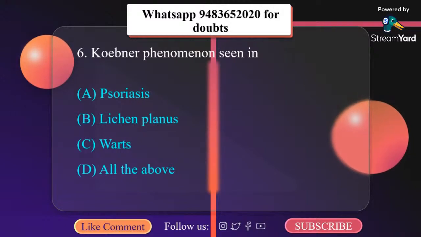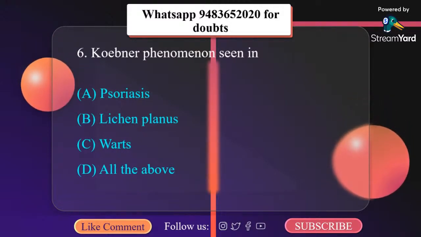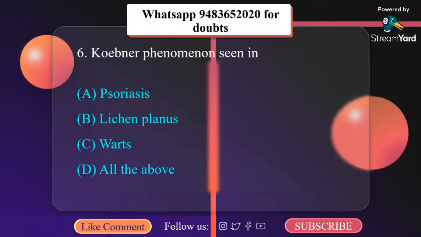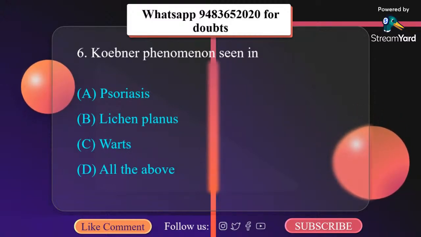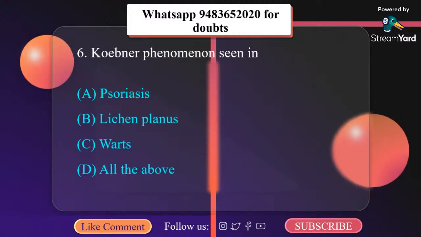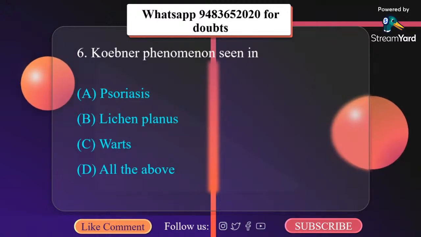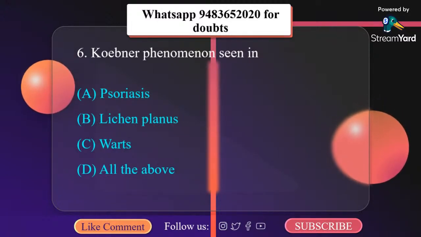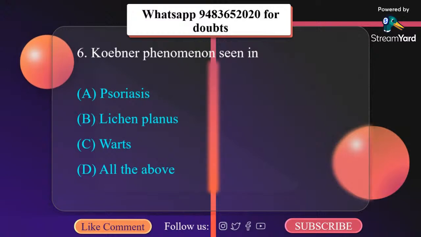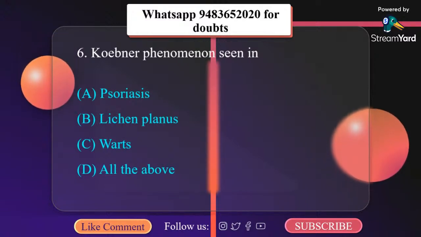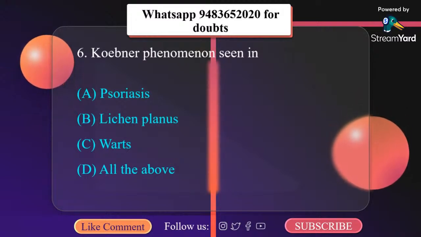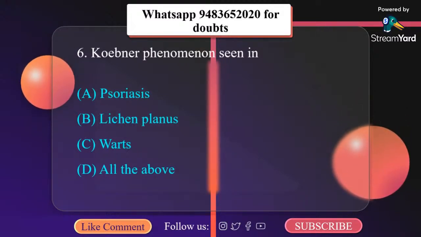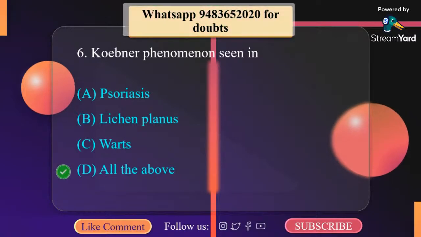Koebner phenomenon, also called Koebner response or isomorphic response, is attributed to Heinrich Koebner. It is the appearance of skin lesions on the lines of trauma. The Koebner phenomenon may result from either a linear exposure or irritation. Conditions demonstrating linear lesions after a linear exposure to a positive agent include molluscum contagiosum, warts, or toxicodendron dermatitis. So the correct option here is D, all of them.